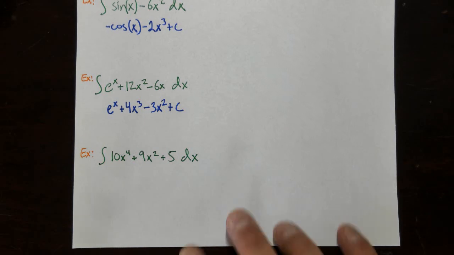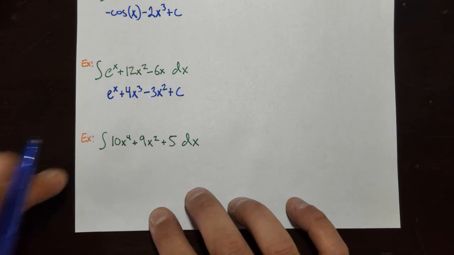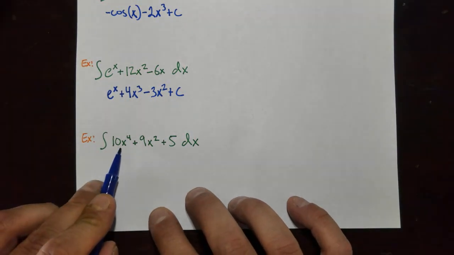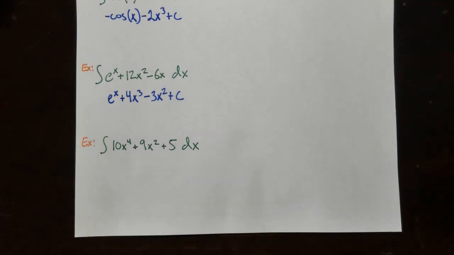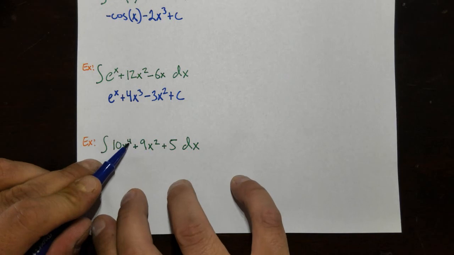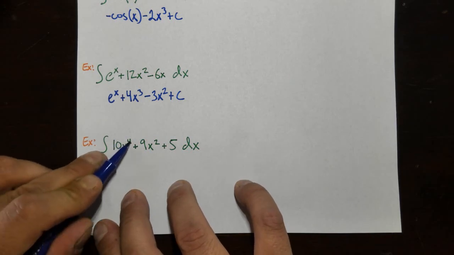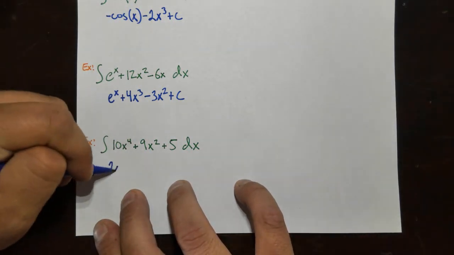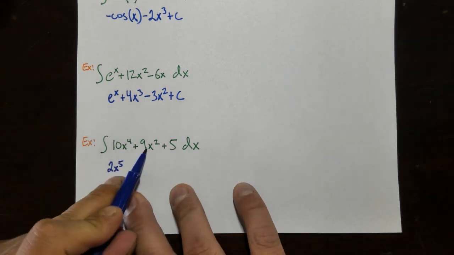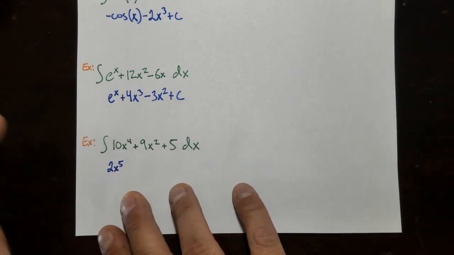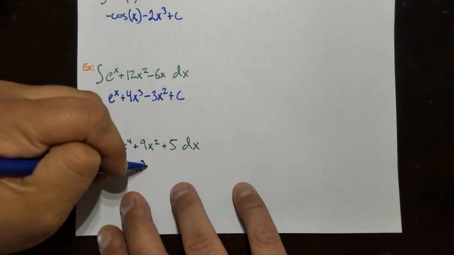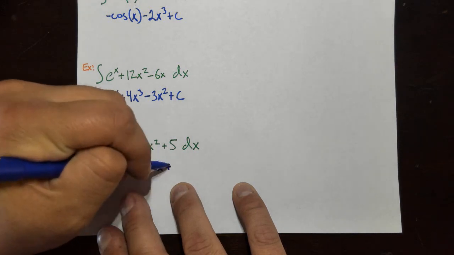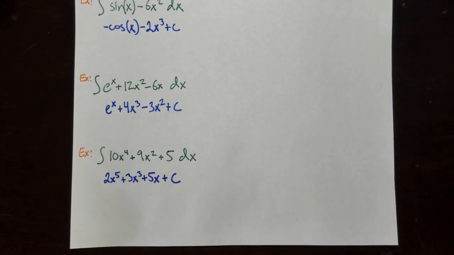All right, this last example here, we want to take the integral of 10x to the fourth plus 9x squared plus 5 dx. So let's see here. Raise the power by 1 and divide by 5. So that's going to be 2x to the fifth. Here we're going to raise the power by 1 and divide by 3. So that's going to be 3x cubed. And this guy gets an x. And we need our constant plus c. And that's it. So that is the indefinite integral.